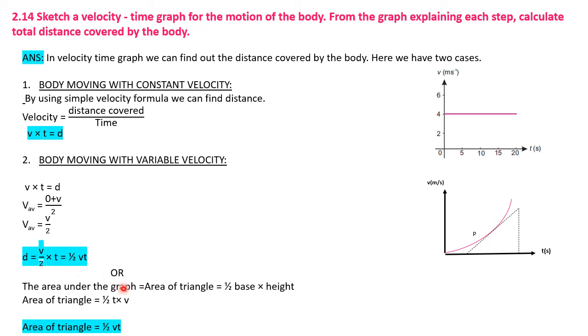Or the next method is area under the graph. Here the area under the graph is a triangle. The area of a triangle is half base multiplied by height. So the base is time, whereas the height is velocity. By putting the values in the area of a triangle, base as time and height as velocity, we get the area of the triangle, which is half vt. As you can see, these two values are similar. So by using any one method, you can find the distance covered by the body.